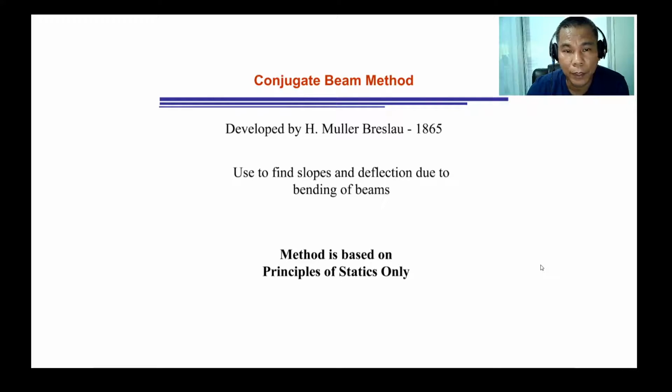Hi, today we will discuss the conjugate beam method. This was developed by a German professor, Müller Breslau, in 1865. He used it to find slopes and deflection due to bending of beams. Take note that this method is based on principles of statics only.